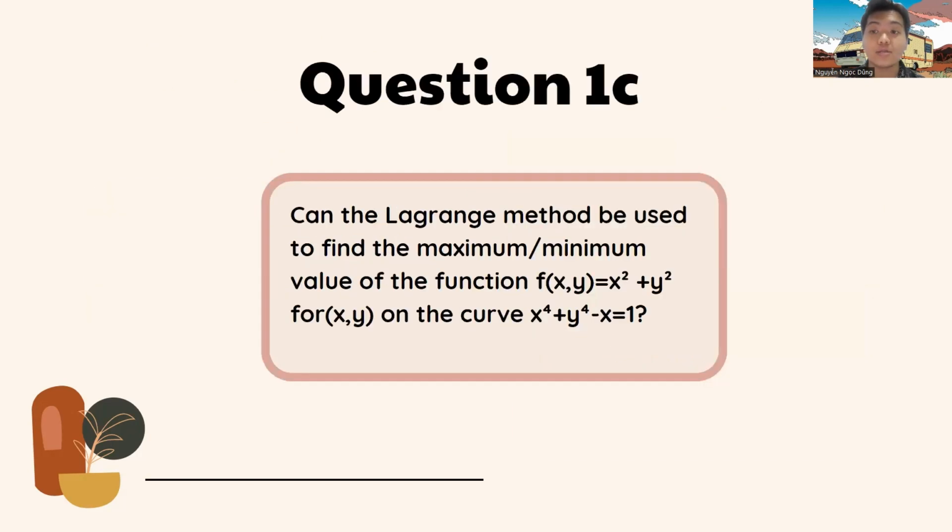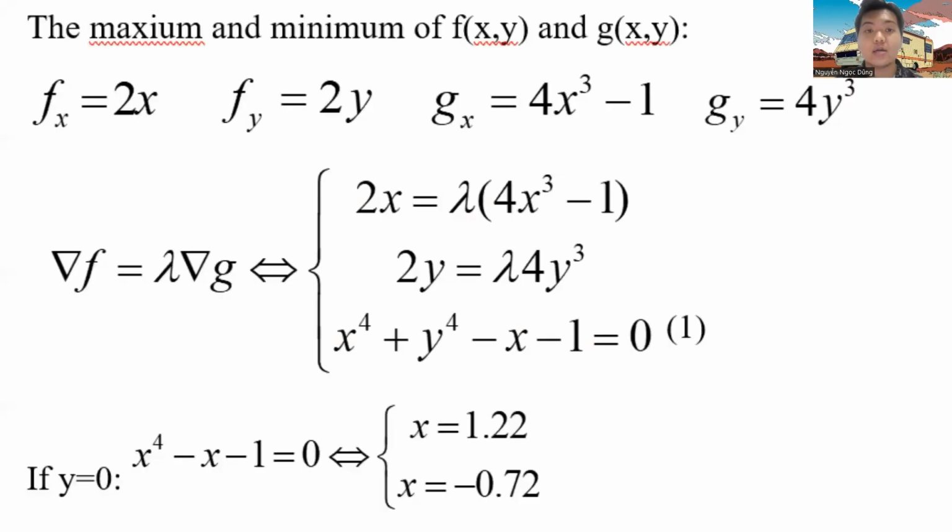But last but not least, question 1C: can the Lagrange method be used to find the maximum and minimum value of the function f(x,y) equals x squared plus y squared for (x,y) on the curve x to the power 4 plus y to the power 4 minus x equals 1? So here's our answer. The derivative of f with respect to x equals 2x and the derivative of f with respect to y equals 2y. So we get g_x equals 4x cubed minus 1 and g_y equals 4y cubed.